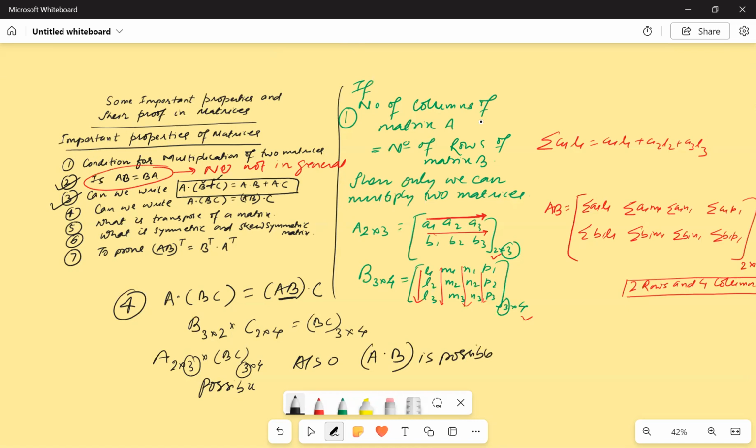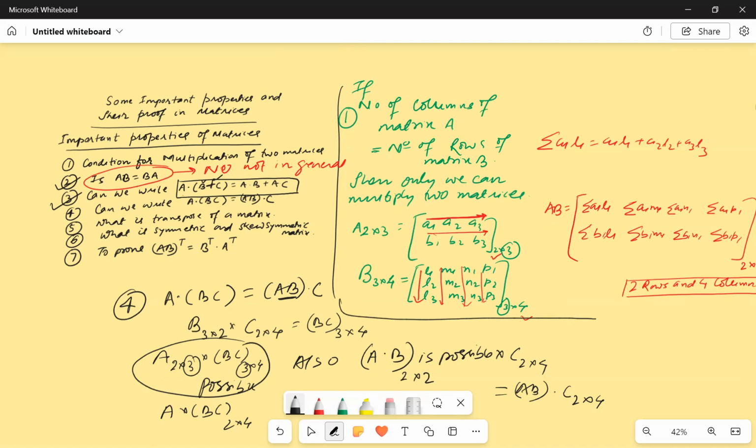And again A into B will have the order like, if A is 2 into 3 and B is 3 into 2, so this is 2 into 2. Now, if you multiply with C, 2 into 4, AB into C will come as 2 into 4. And here also it is coming 2 into 4, 2 rows and 4 columns. So in this way, we can examine that this is associative also.